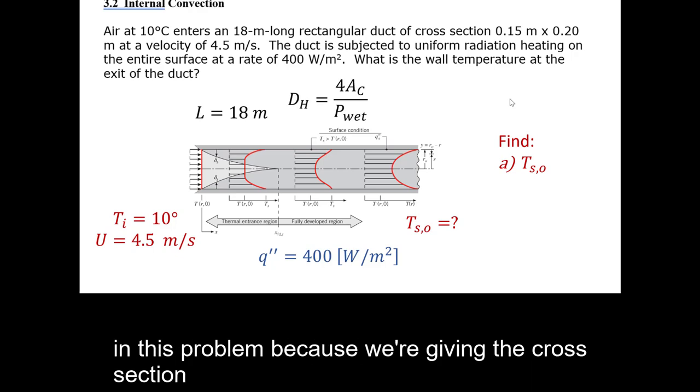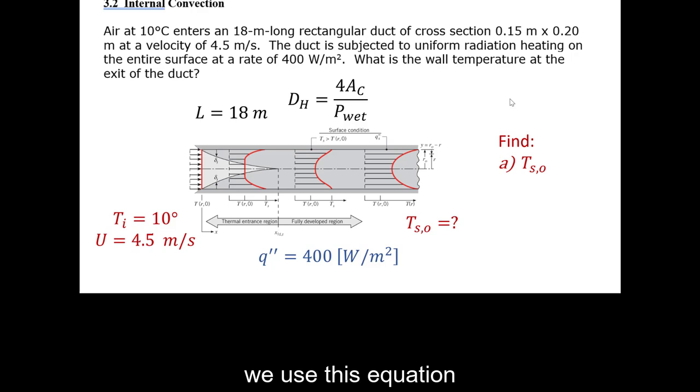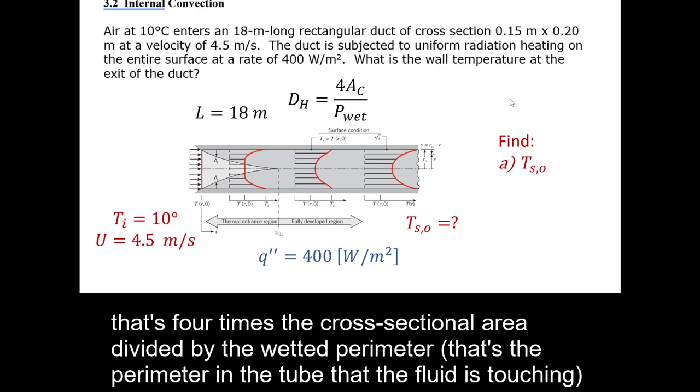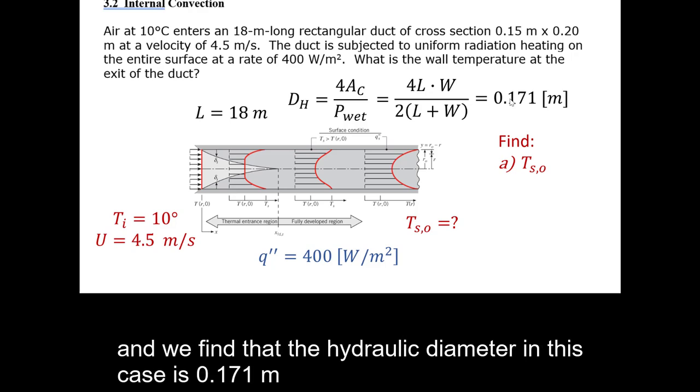In this problem, because we're given the cross-section, we can figure out the hydraulic diameter of the pipe. We use this equation, that's 4 times the cross-sectional area divided by the wetted perimeter. That's the perimeter in the tube that the fluid is touching. We know those values, right? So we can get an expression, and we find that the hydraulic diameter in this case is 0.171 meters.